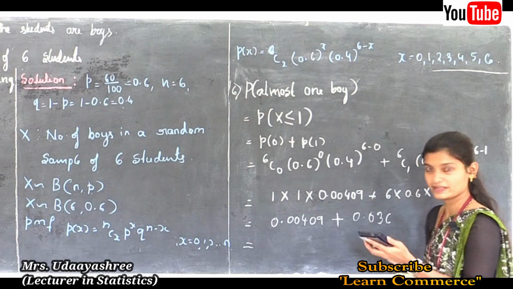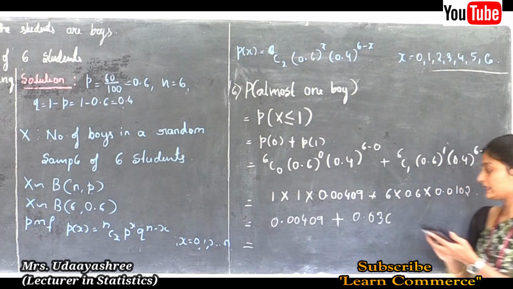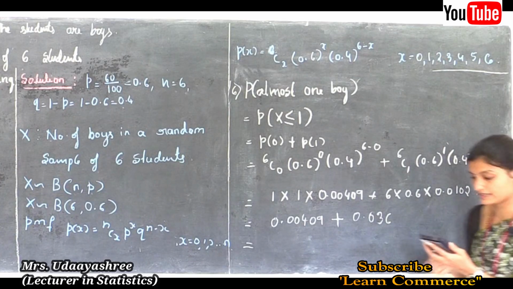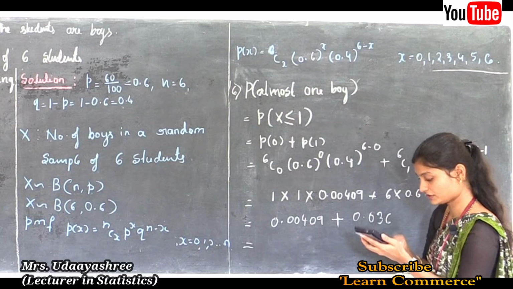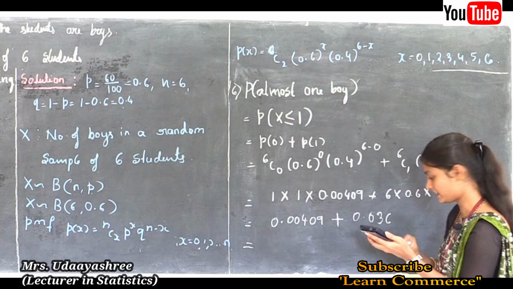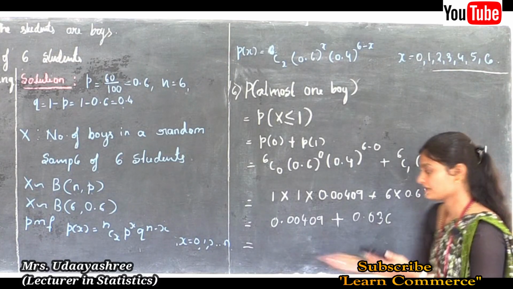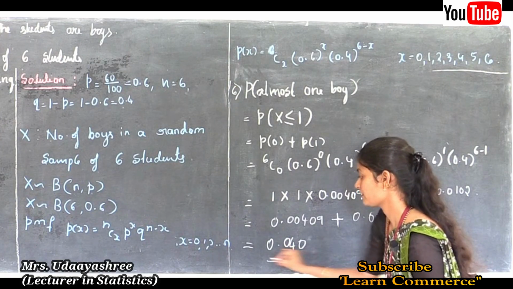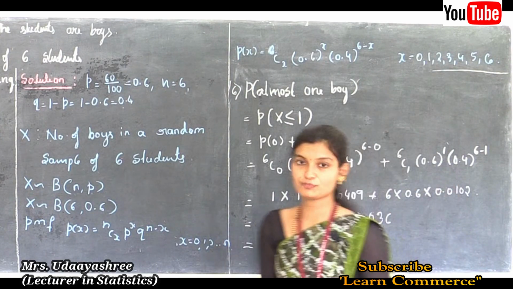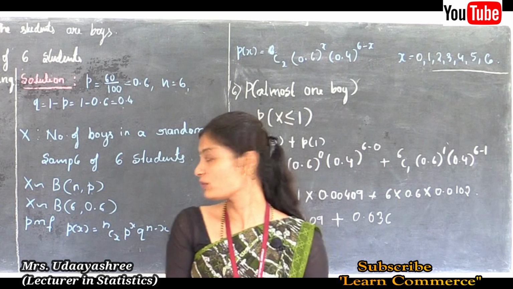Okay, this is equal to 0.00409 plus 0.036, which is 0.040. Okay, this is the calculated answer of probability of getting at most one boy.